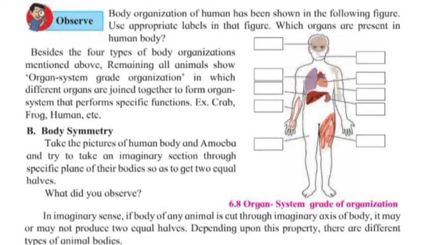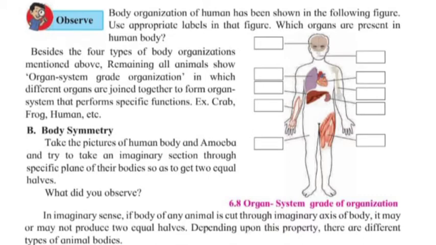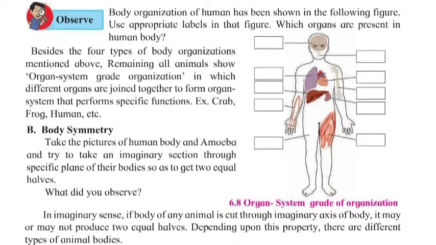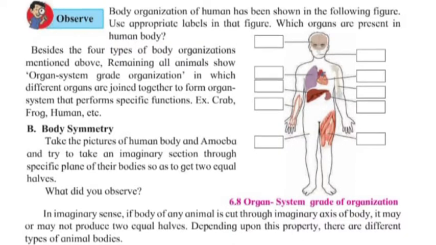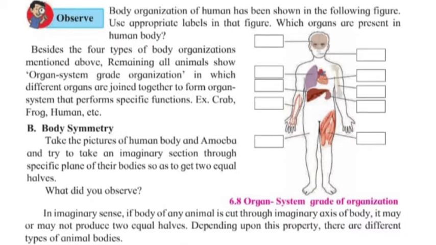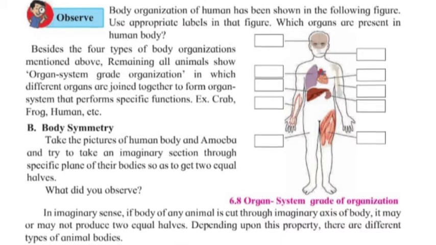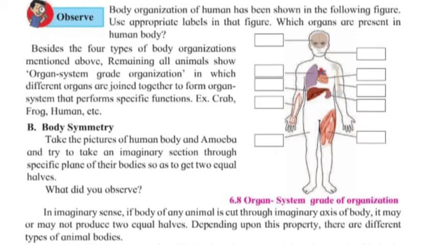Why so? Because of organ system grade organization, all the organs are joined together to form an organ system to perform a specific work which is done by that organ only. Suppose you wanted to eat something, then definitely you have to raise your hands. And if you wanted to walk, you have to walk by legs only. Heart purification is done by the heart only, not by the lungs. Respiration is done by the lungs only. And the brain's work could be done by the brain. So this is what happens in organ system, or grade organization.